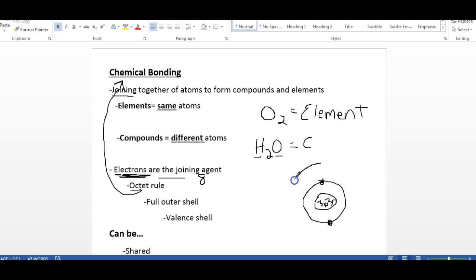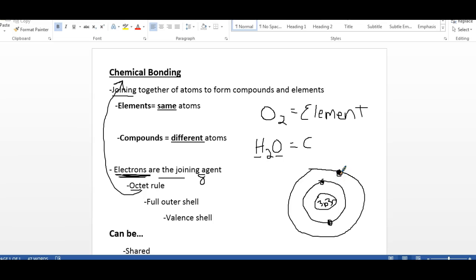And then the outer shell can hold up to 8. Let me fix that shell there. The only element that does not have 2 in the inner shell is hydrogen. It has 1 because it only has 1 proton. All the other ones have at least 2 in this. So then lithium has 3, so we have this extra electron here.